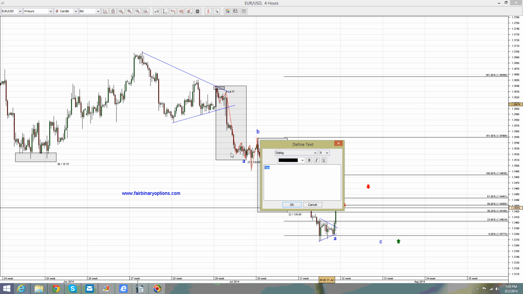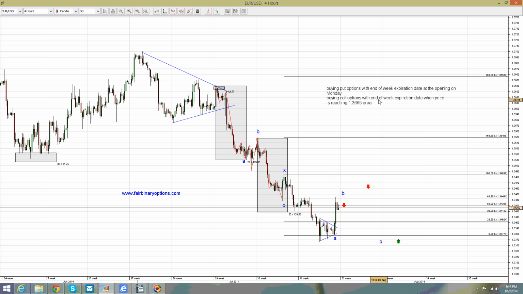Let's write here on the screen: buying put options with end of day expiration date at the opening on Monday, and also buying call options with end of week expiration date at the opening when price is reaching the 1.3665 area, and mark my words, that area is going to be reached.